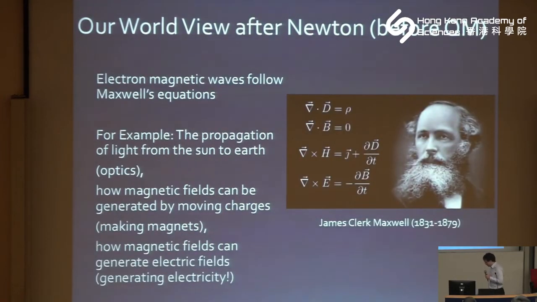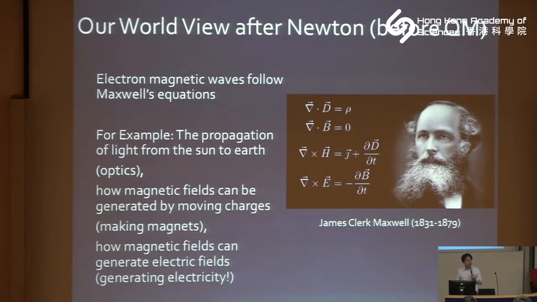And then, about 200 years later, we have Maxwell, who did a very important work. He formulated the theory of electromagnetism. He described the electromagnetic phenomena by four equations. These equations tell us, for example, how light can propagate from the Sun to the Earth. And that's the topic of optics.